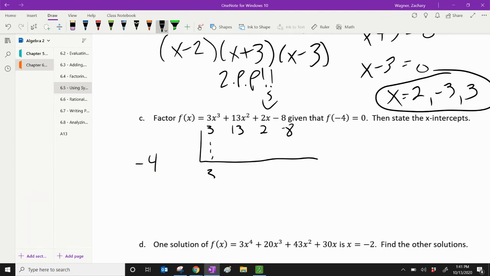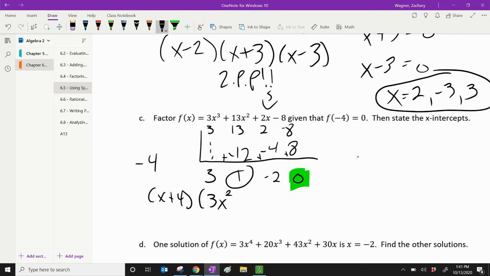Drop the 3. Negative 4 times 3 is negative 12. Add them up to get positive 1. Negative 4 times positive 1 is negative 4. Add them up to get negative 2. Negative 4 times negative 2 is positive 8. Add them up to get 0. That 0 tells me good things. It tells me that negative 4 is a zero. It also tells me that x plus 4 is a factor. My remaining factor is 3x squared plus x minus 2. I can definitely factor that.